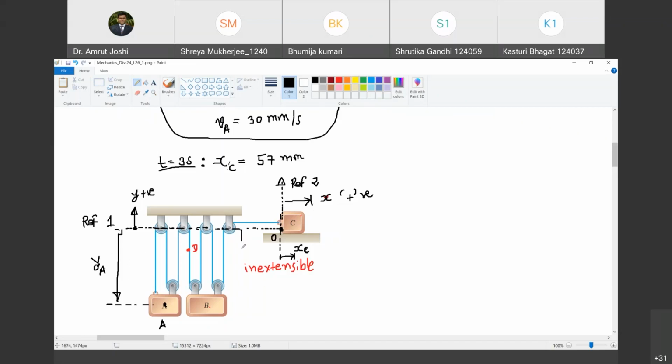And the perpendicular distance of the centroid of block B with reference to the reference line 1, I am going to call it as YB. Are you with me? Yes, sir. Is it necessary that YA should always be equal to YB? No. If block A moves up, block B will go down and YA will not be equal to YB in general. Do you agree with me?